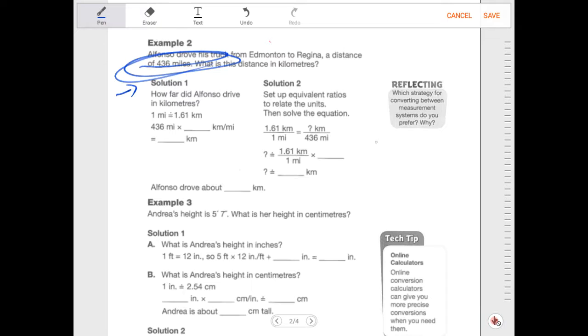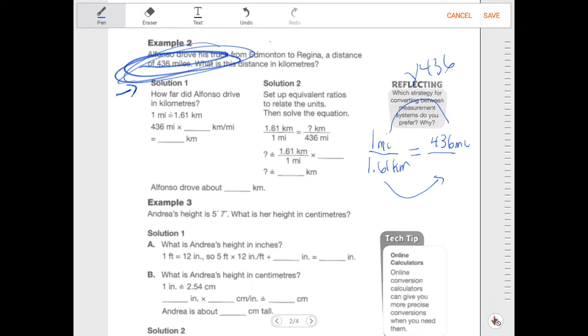What if I went 1 mile is 1.61 kilometers? That's the same thing, isn't it? That's still a connection. 1 mile is 1.61 kilometers. The question gave us 436 miles. This time, if miles are on the top and the left, they better be on top on the right, 436 miles. So you look here, how did they go across? Well, times 436. You get the exact same answer.